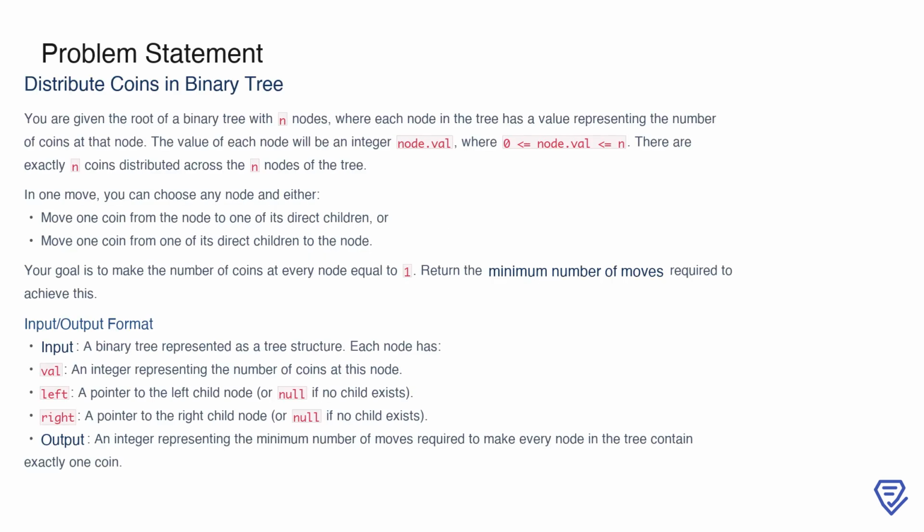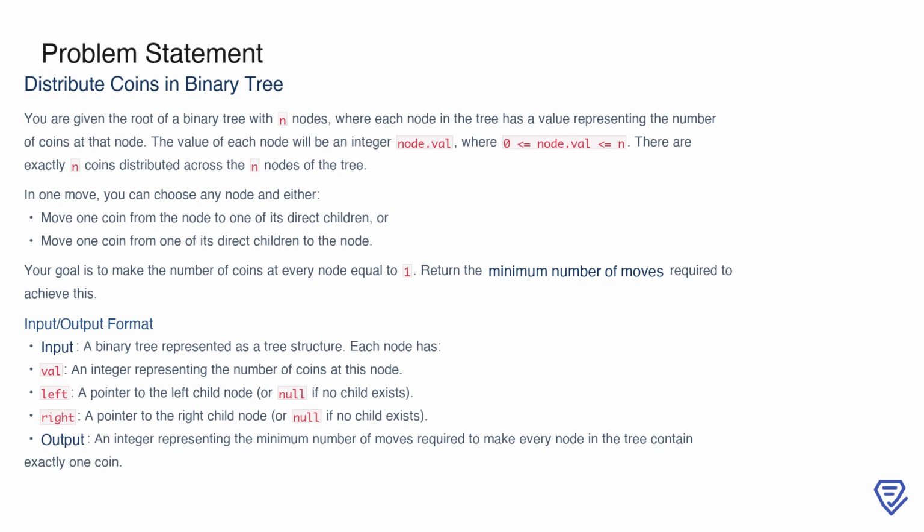In this problem, we are tasked with redistributing coins in a binary tree to ensure that every node contains exactly one coin. Each node in the tree has a value, node.val, which represents the number of coins currently at that node. The total number of coins is equal to the total number of nodes in the tree, meaning that there are no missing or extra coins overall. However, the distribution of these coins may be uneven across the nodes.